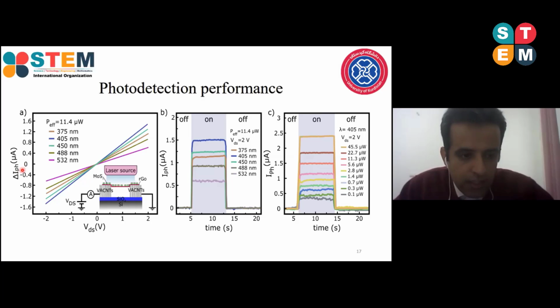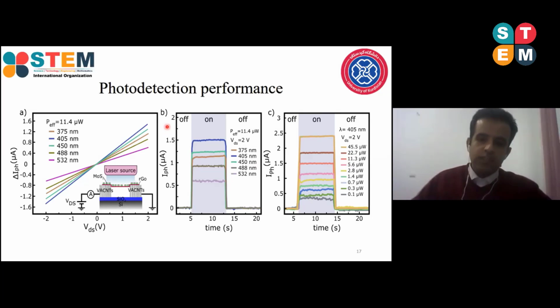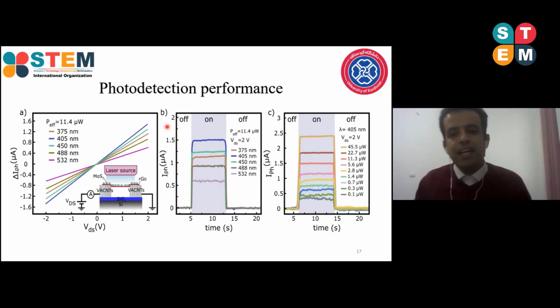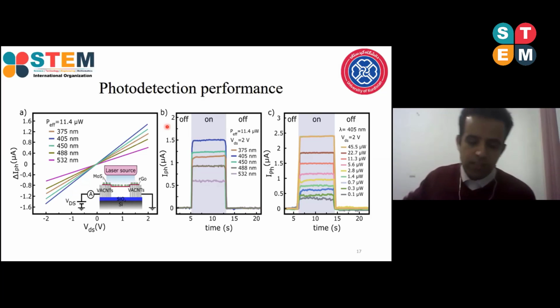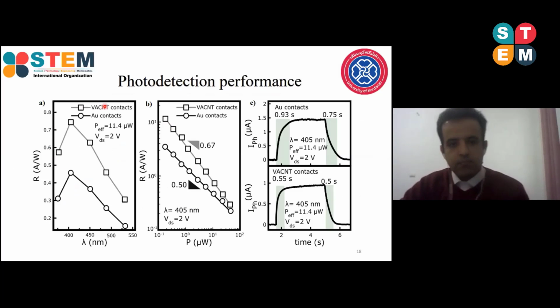and then we tested the optical response of the sensor for various laser wavelengths at the same optical power. The switching response of the sensor to the light and also under dark conditions can be seen here for the different laser wavelengths and even for the different power intensity of light. That shows our sensor has a good optical performance under light.